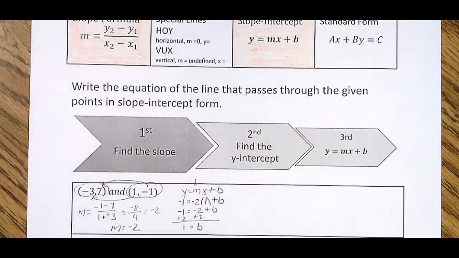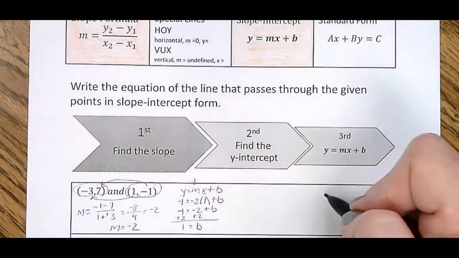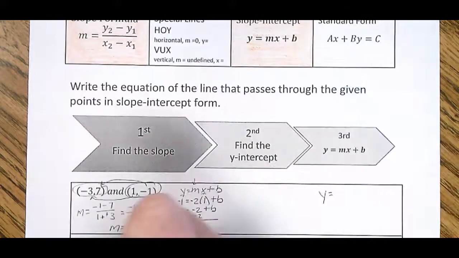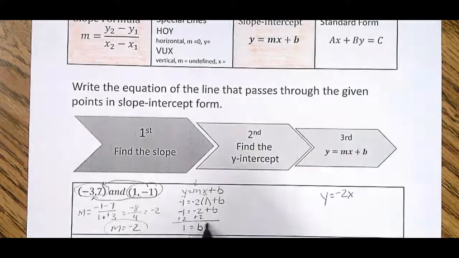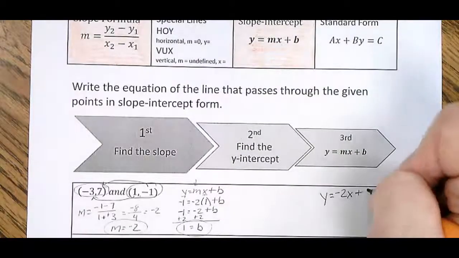So first, find the slope. Then you're going to use one of the ordered pairs, or one of the coordinates with the slope to find the b. And you would just rewrite that as y equals, you know the m's negative 2. Negative 2x, you know the b is 1 plus 1.